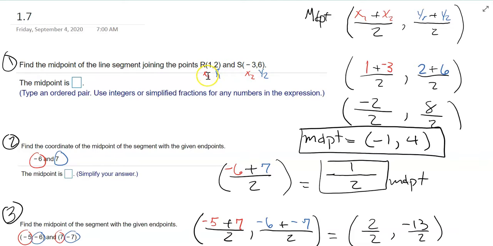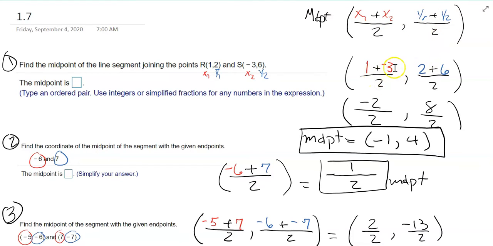And what we do with that, we have x values in red, x1 and x2, and we have y values in blue, y1 and y2. And here is the formula for that. Here's where you can see we're adding the x values and dividing by 2, and here we're adding the y values and dividing by 2.